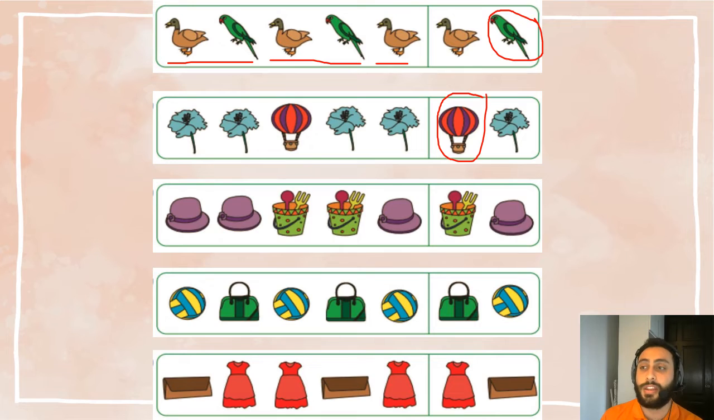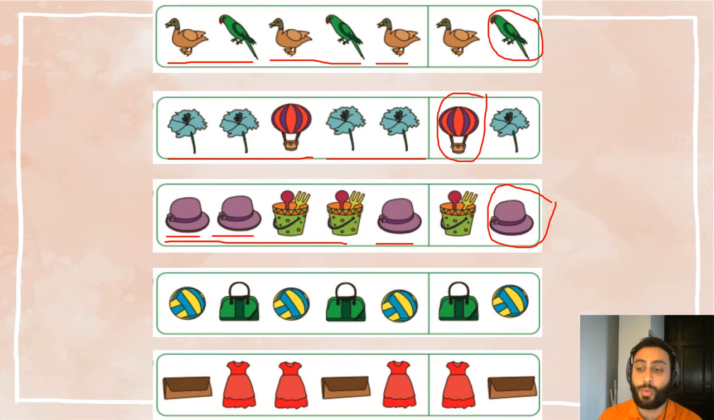You see, this is the repeating pattern. So, let's see what's next. Hat, hat, toy, toy, hat. Let's find the pattern here. So, to find it, we have to see. It's hat, hat, toy, toy. Hat. What comes next? What comes after the first hat? It is hat again. So this is the answer.